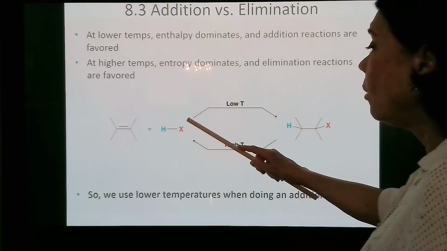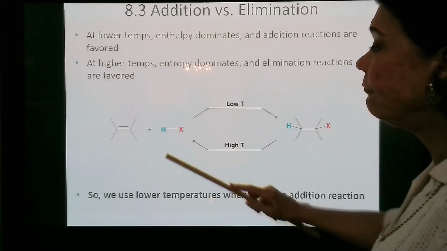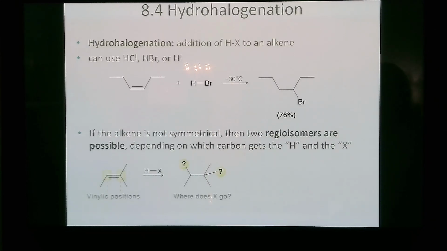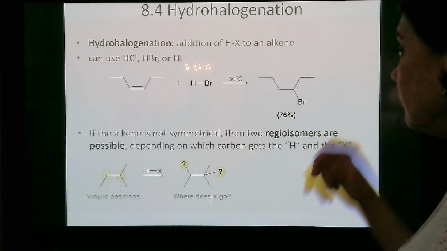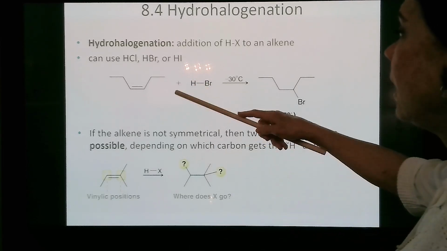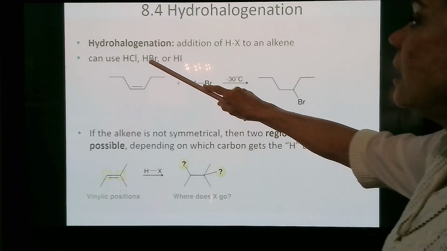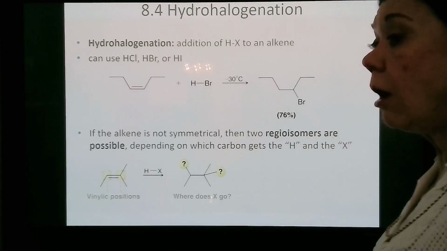So that's why the lower temperature favors the forward direction, and higher temperature favors the reverse direction. Getting to the first of these reactions, the hydrohalogenation, addition of HX. This will be good for HCl, HBr, or HI.